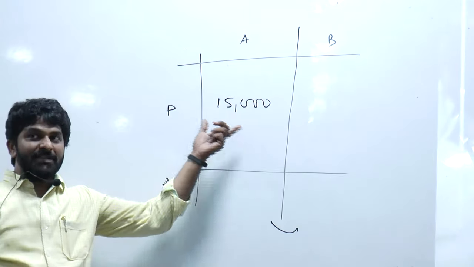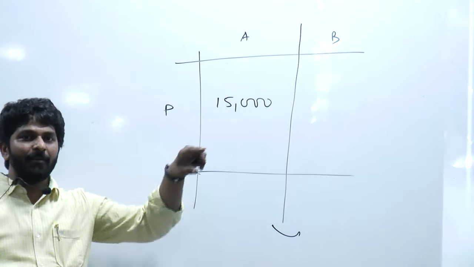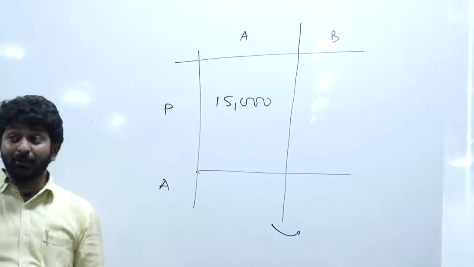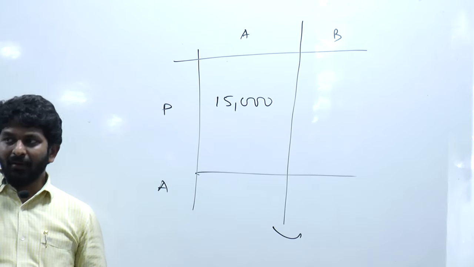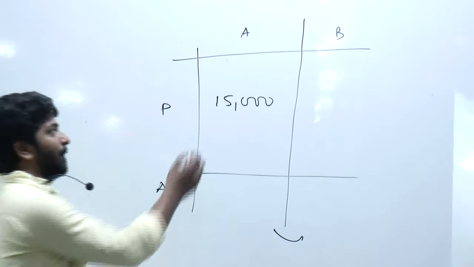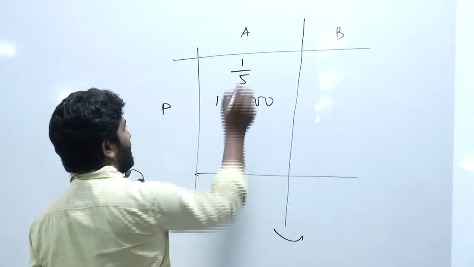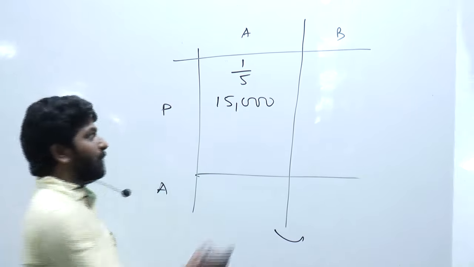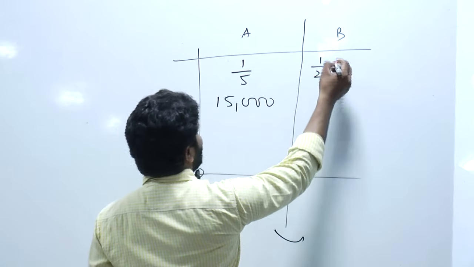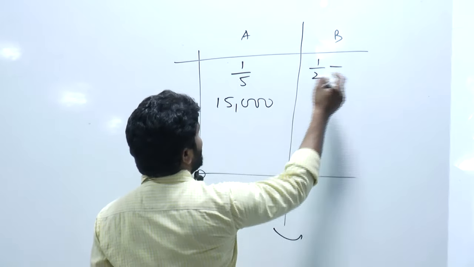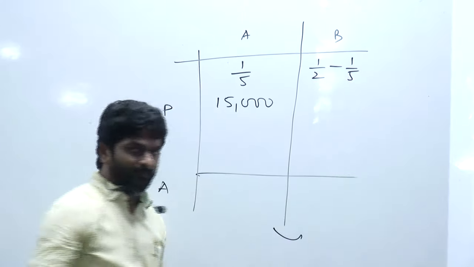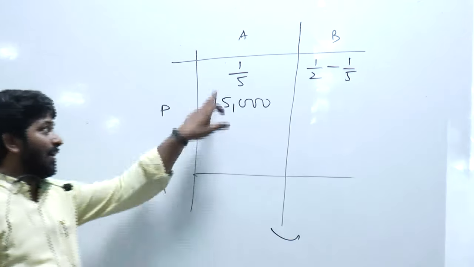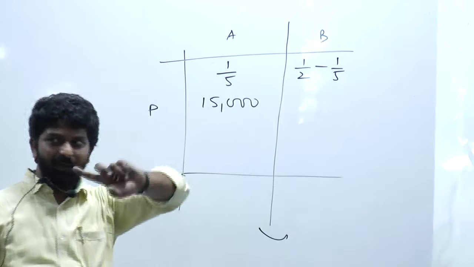So salaries or wages of A and B will be directly proportional to their effort. 1 day work of A is 1 by 5. 1 day work of A and B together is 1 by 2. 1 day work of B becomes 1 by 2 minus 1 by 5. That is efficiency of A, efficiency of B. This is one way of doing.